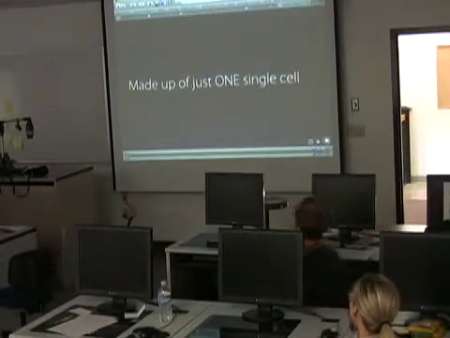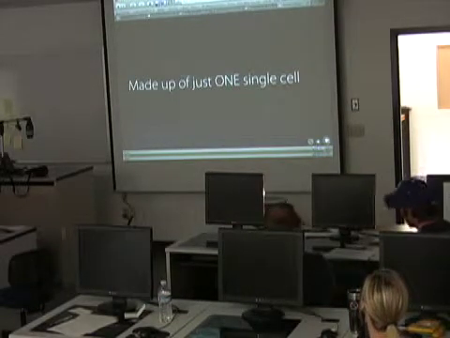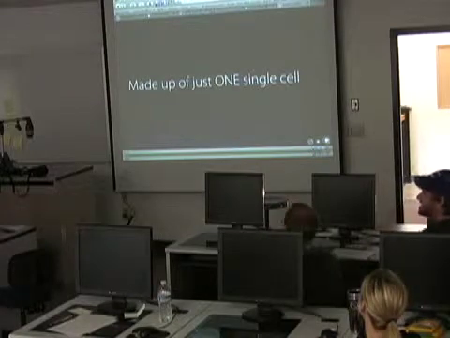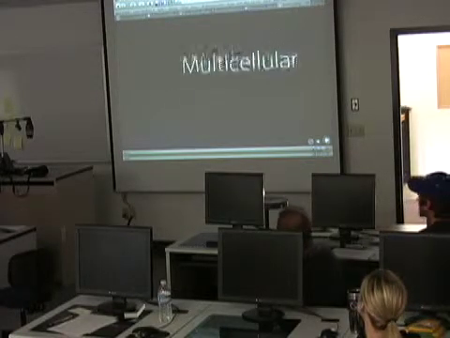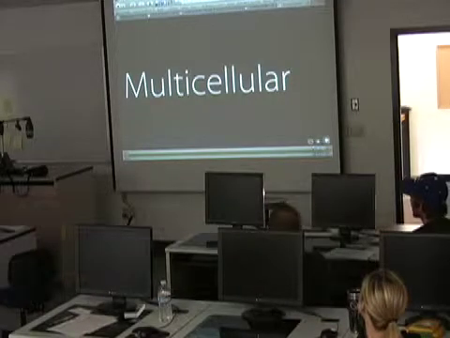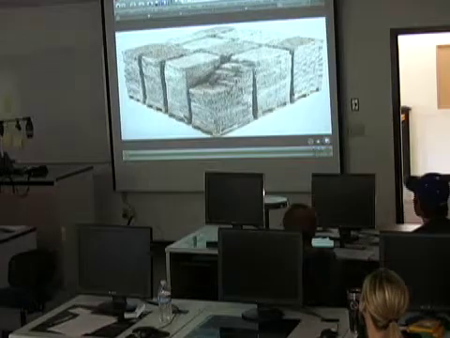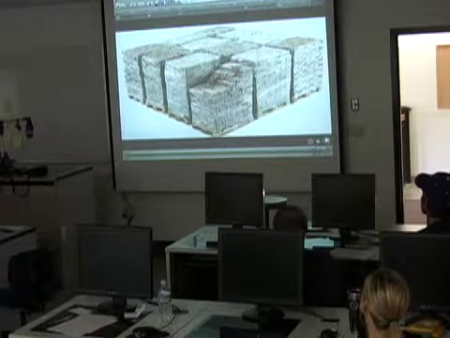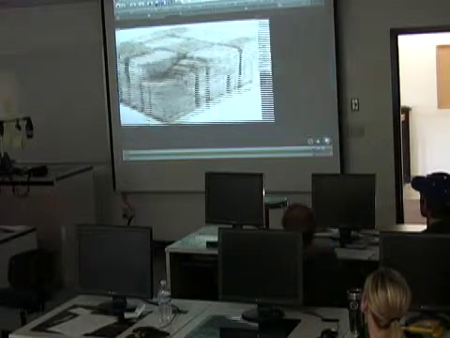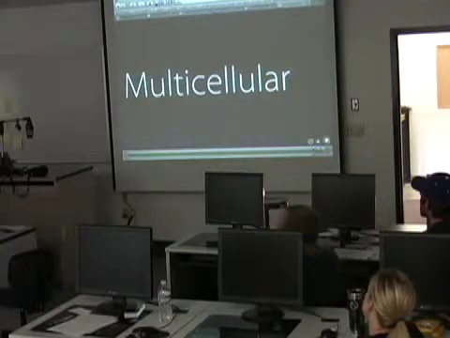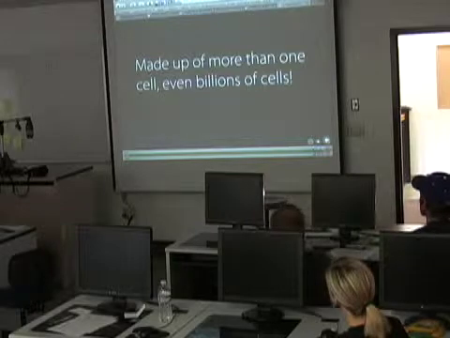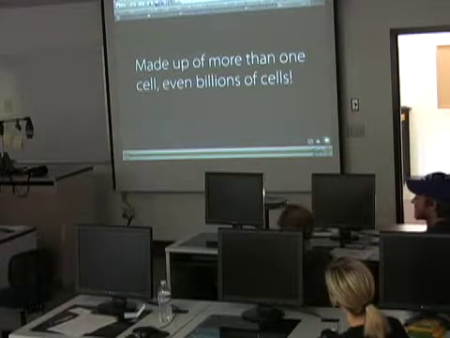Unicellular, perfect. So these are organisms, living things made up of just 1 single itty bitty cell. Multicellular, any guesses? Many cells, very good. This is $1 billion. Found a picture of it. I'd like to have that someday. Probably won't. Multicellular, made up of more than 1 cell, even billions of cells.